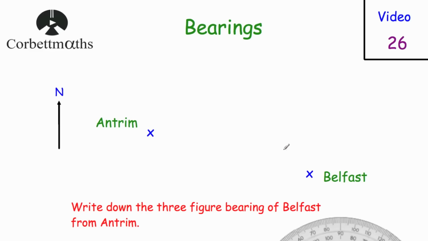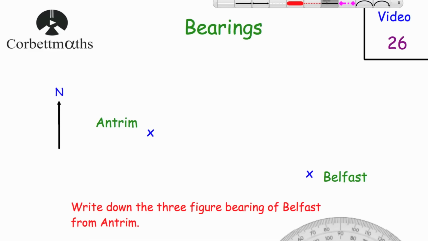So here we've got 2 towns, we've got Antrim and we've got Belfast, and the question says write down the 3-figure bearing of Belfast from Antrim. So bearings are a direction of travel and they're measured clockwise from north. So in this question we've been asked to write down the 3-figure bearing of Belfast from Antrim.